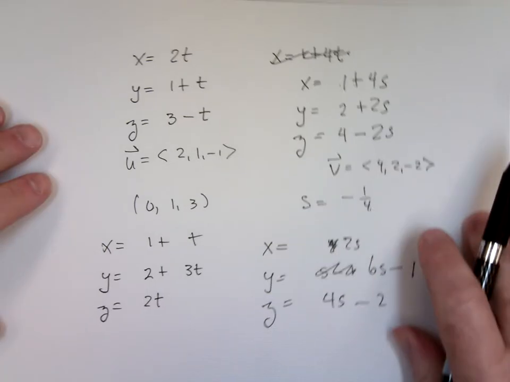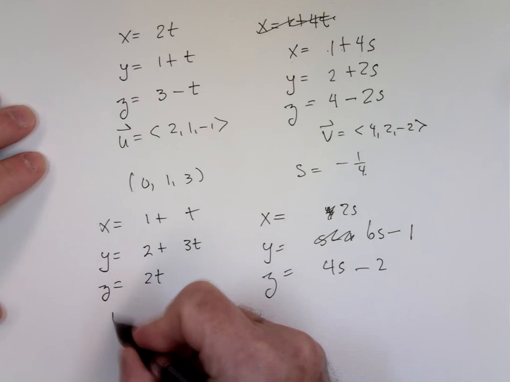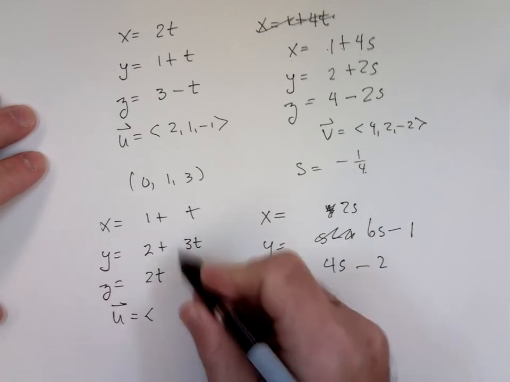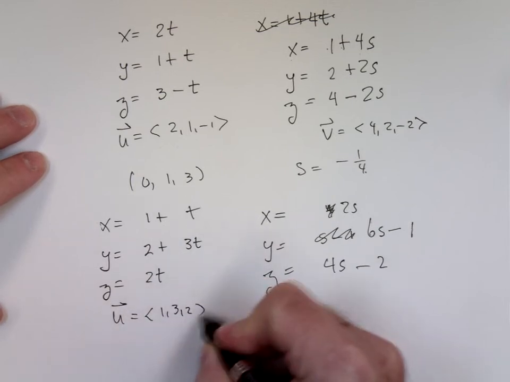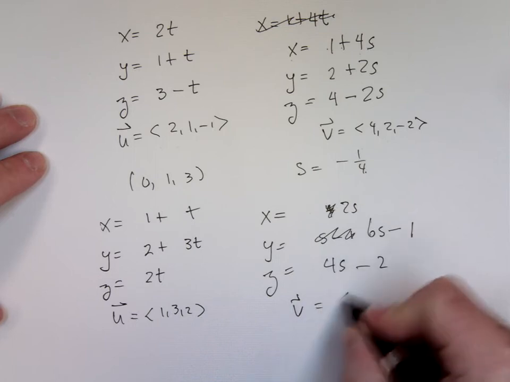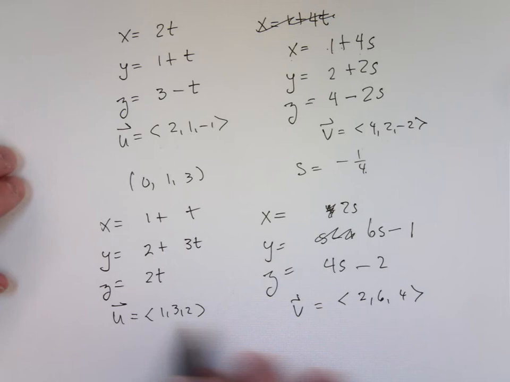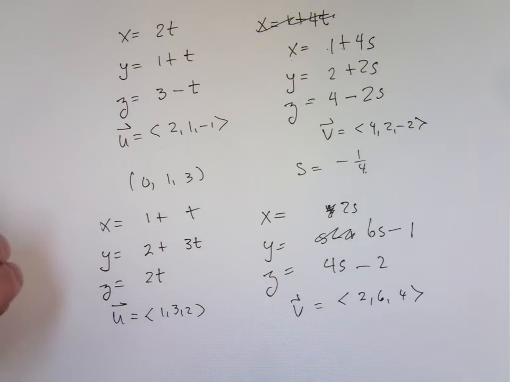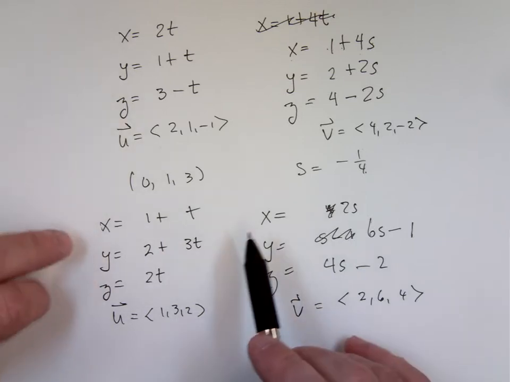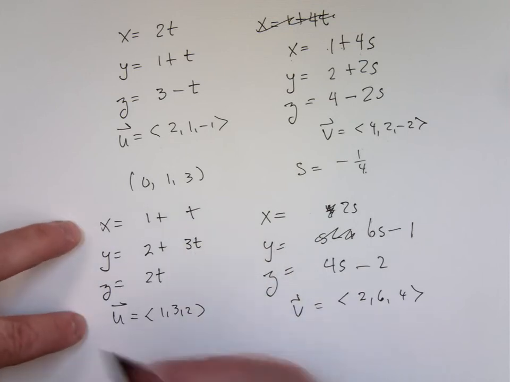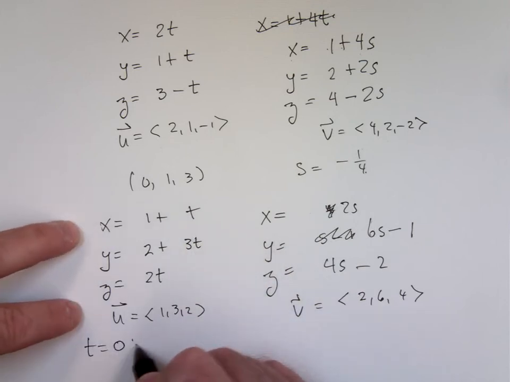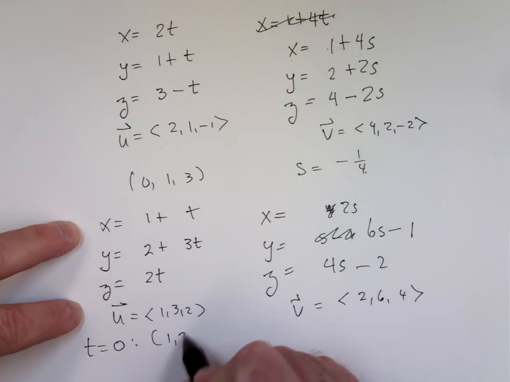First thing you do is, like we said, take a look at those direction vectors. 1, 3, 2, and 2, 6, 4. This is twice that. Either the lines are parallel or the same. And what you've got to do is just test 1 point. That's all you need. If you let t equal 0 here, you get the point 1, 2, 0.